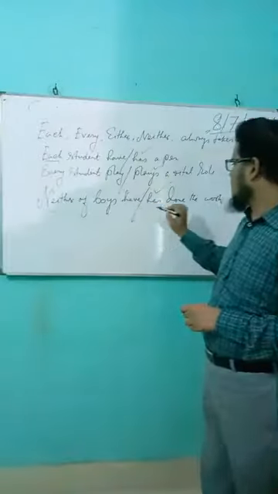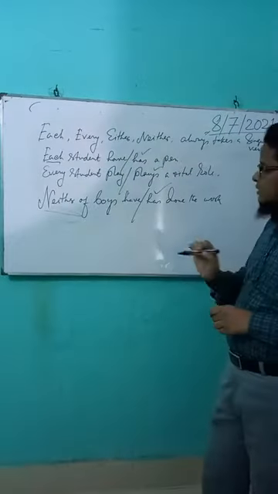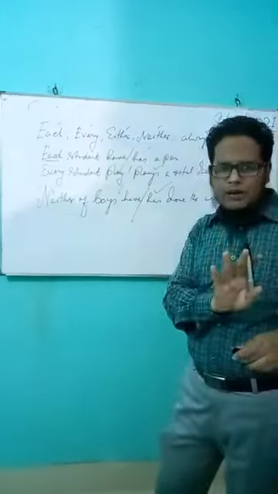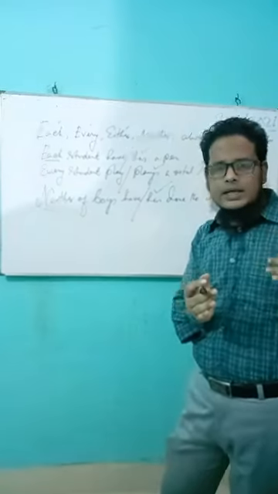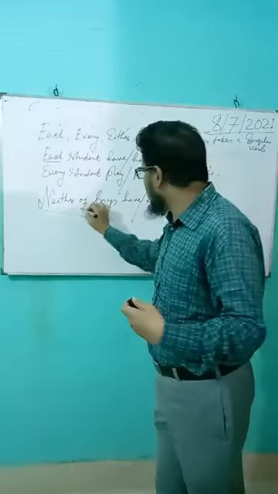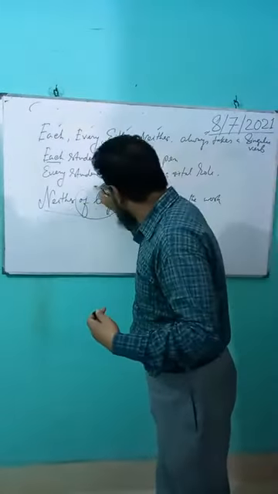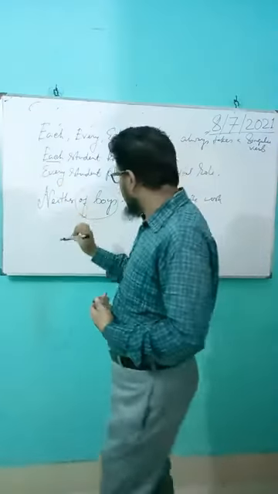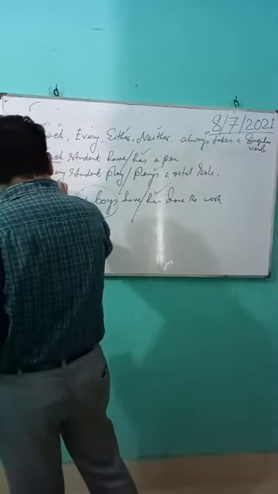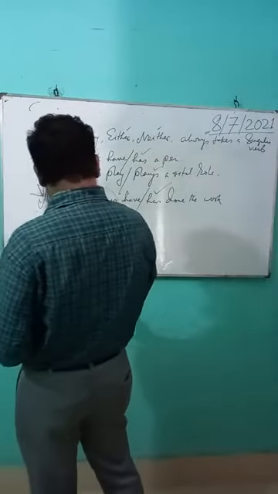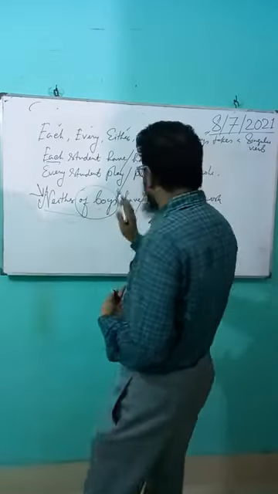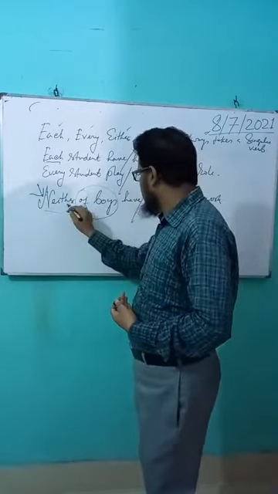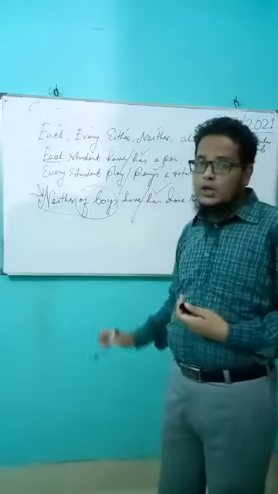Neither of the boys has done the work, not have done the work, because each, every, either, neither always takes a singular verb, because they are singular. So neither of the boys, though this is plural, we have to focus on neither, because neither is the subject here. Neither always takes a singular verb, because it is singular. So neither of the boys has done the work, not have done the work.